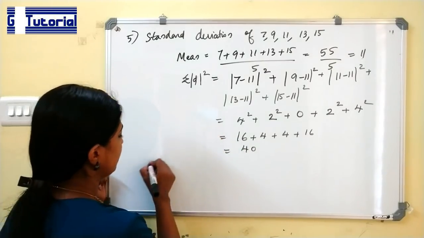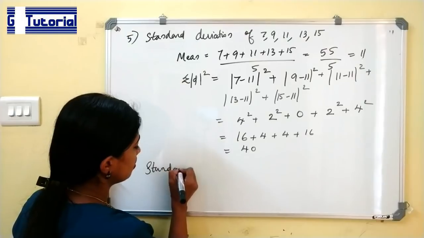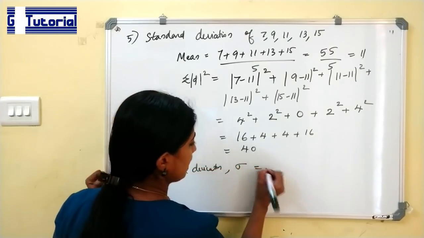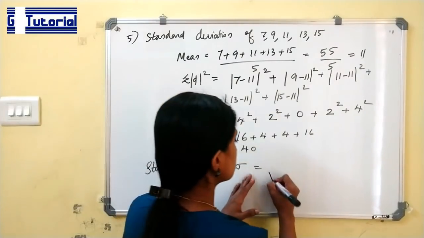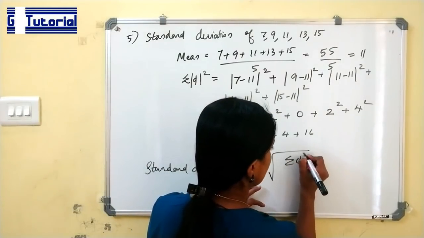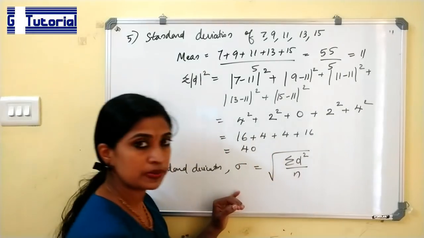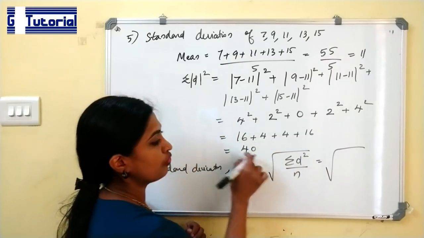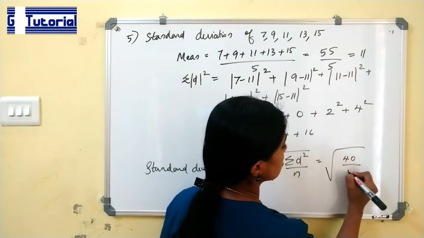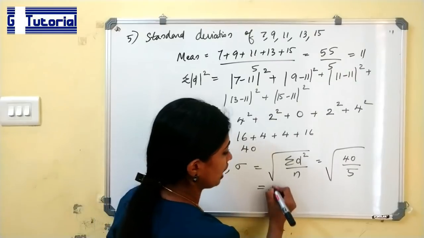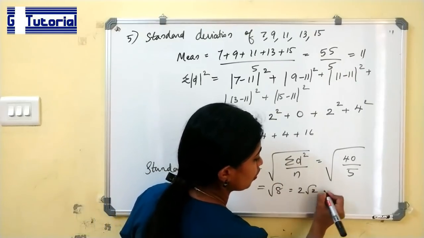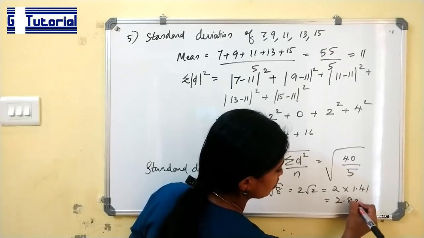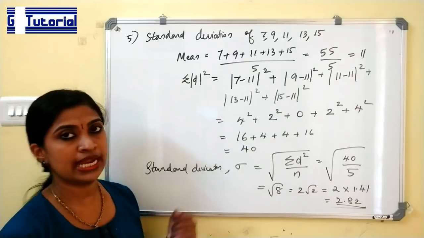Next is standard deviation. Standard deviation is denoted by the letter sigma, which is equal to the square root of the sum of these deviations squared by the number of observations, which is equal to root of sigma d square, which is 40, by the number of observations, which is 5. 40 by 5 is root 8, which is equal to 2 root 2, or 2 into 1.41, which is equal to 2.82. This is the value of standard deviation.